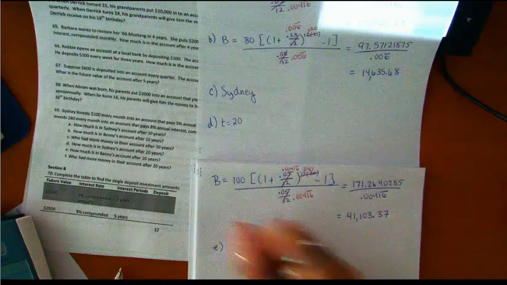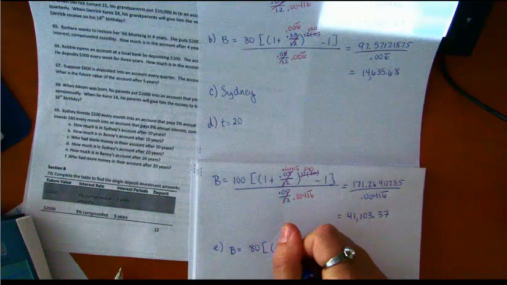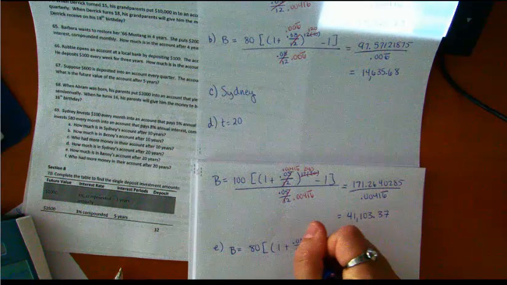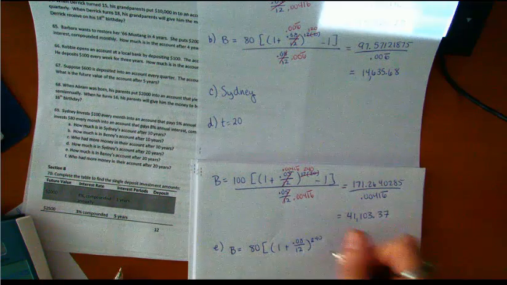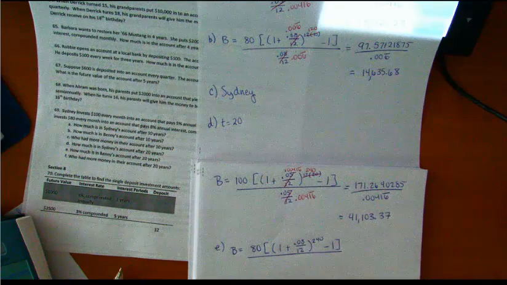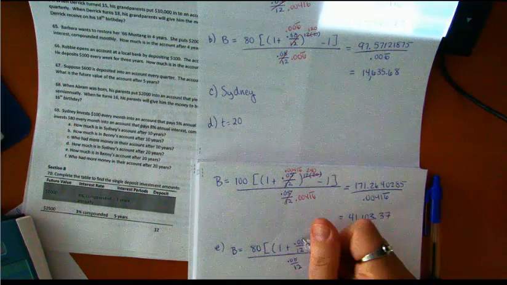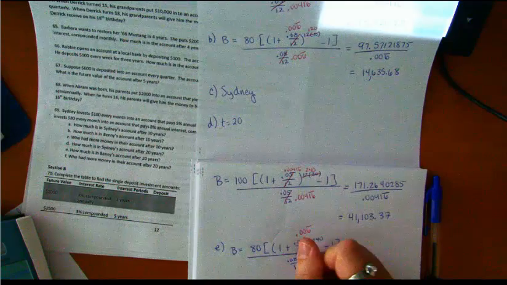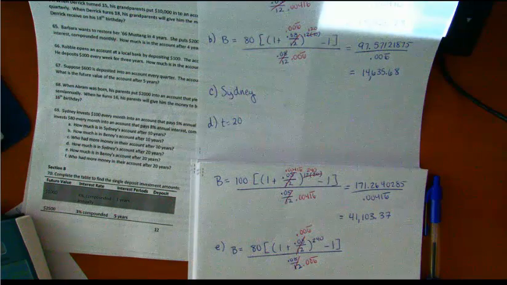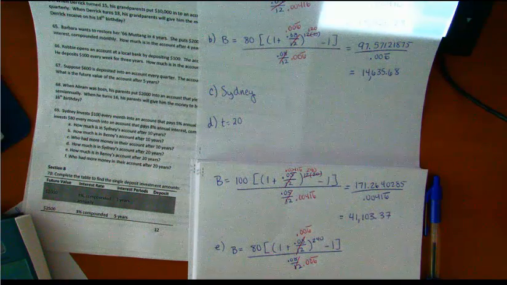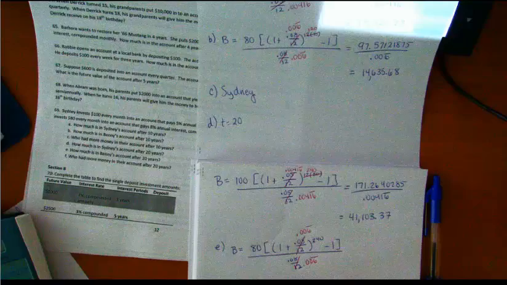And then E is asking us about Benny's account after 20 years. So 8% divided by 12 and $80 instead of 100. 240 will still be our exponent. This is going to be 0.006 repeating. That didn't change. Add 1 to that. Raise it to the power of 240. Subtract 1 from it, and then multiply it by 80.